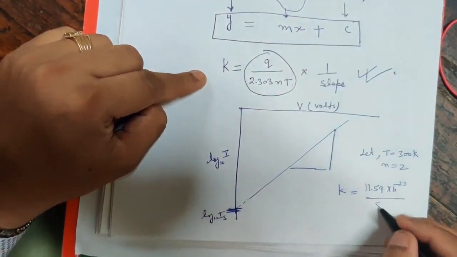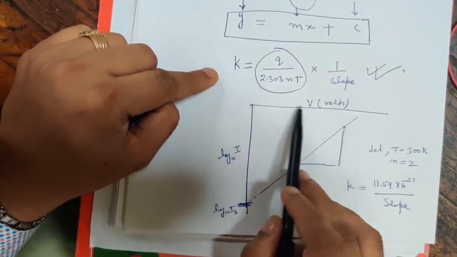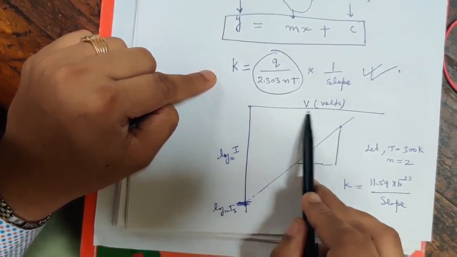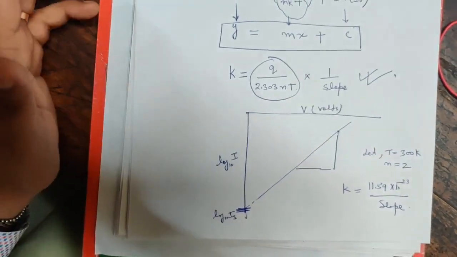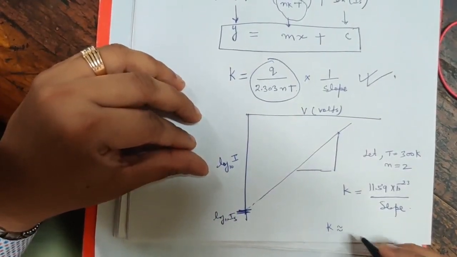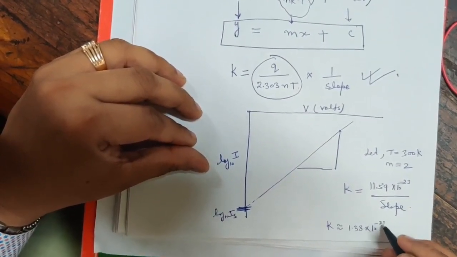Divided by the slope here, and the slope, as I said, you can calculate by plotting the graph between log I and this voltage. Okay, so the slope you can put it here. If everything is fine, then my value is approximately coming out to be this.